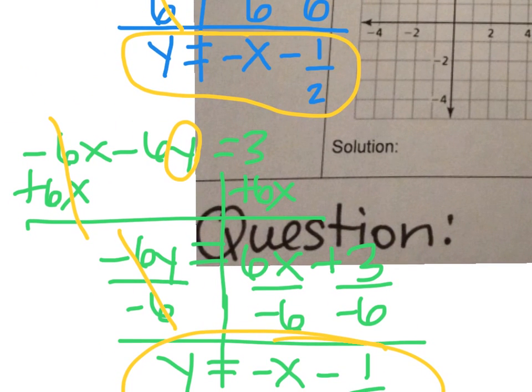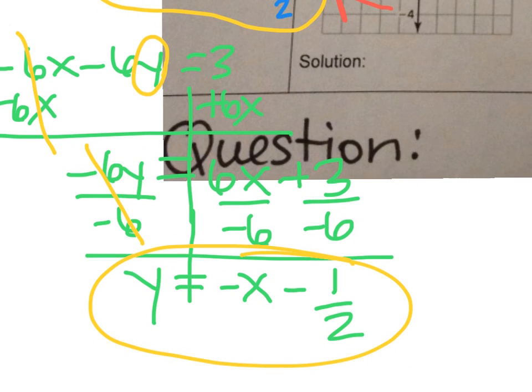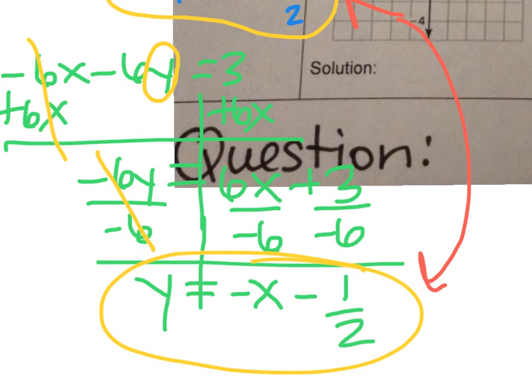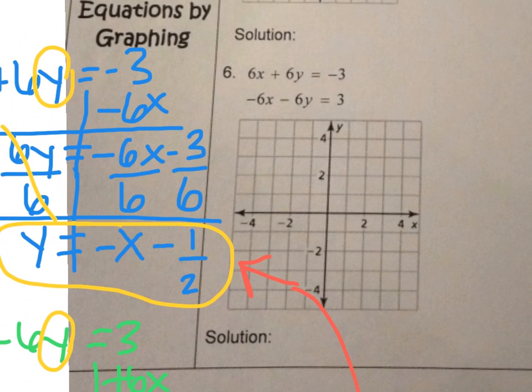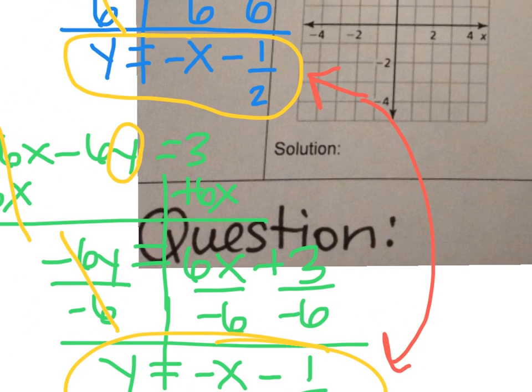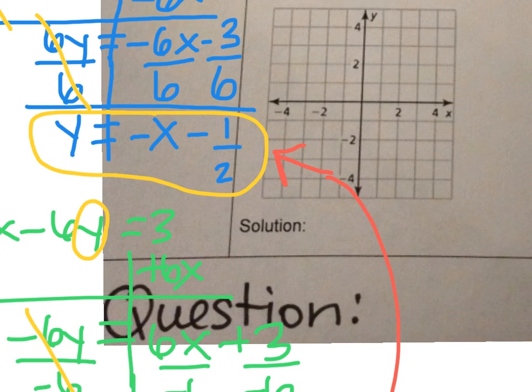What do you notice about the two equations that we got that were in slope-intercept form? This one compared to this one. Hopefully you notice that they are the exact same equation. So even though they looked different the way that they were given to us at first, their slope-intercept forms are the same. That means when we graph them, they're going to be the same. So let's go ahead and do that.